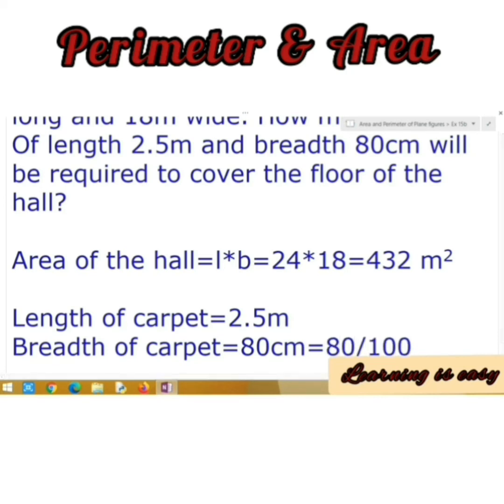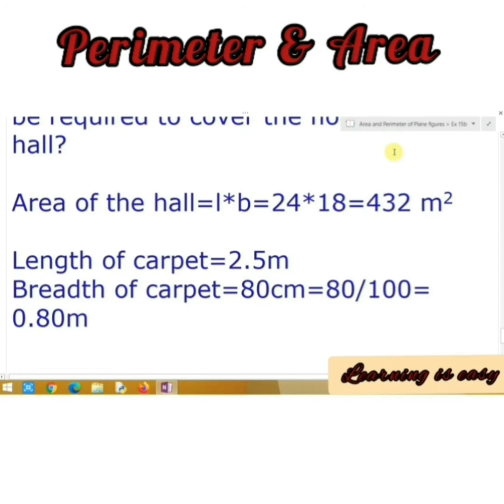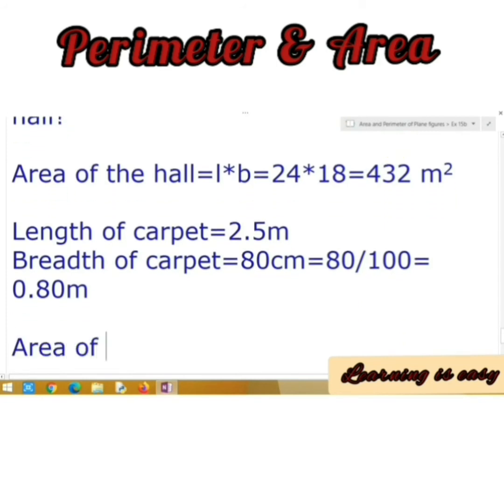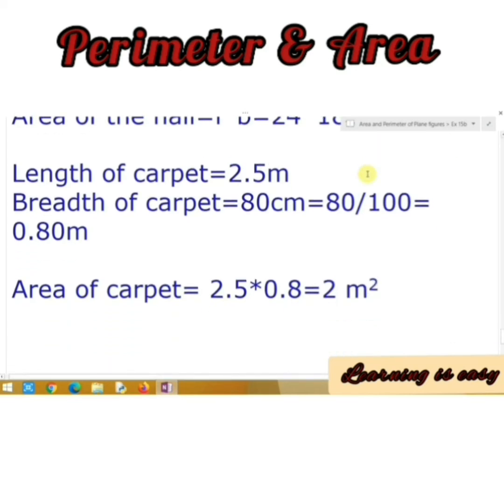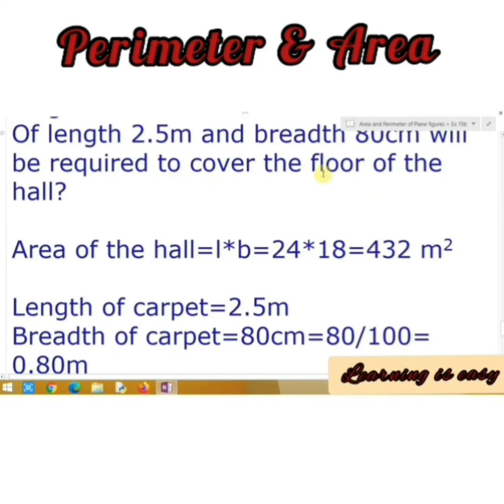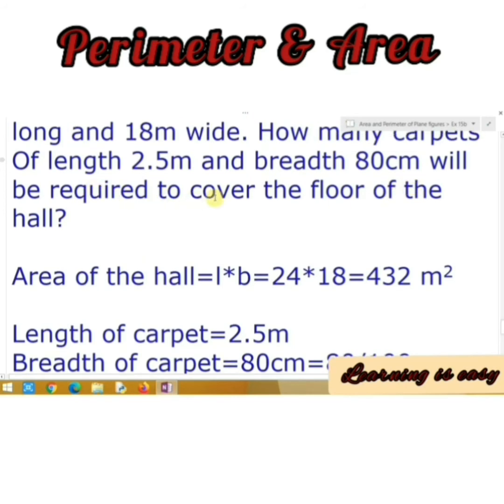So 80 by 100, that's 0.8. So with this length and breadth of the carpet, we can find the area of the carpet, L into B. That's 2.5 into 0.8. So which is going to be 2 meter square. So with this information, we can find the number of carpets required for the floor by dividing the area of the hall to the area of the carpet.